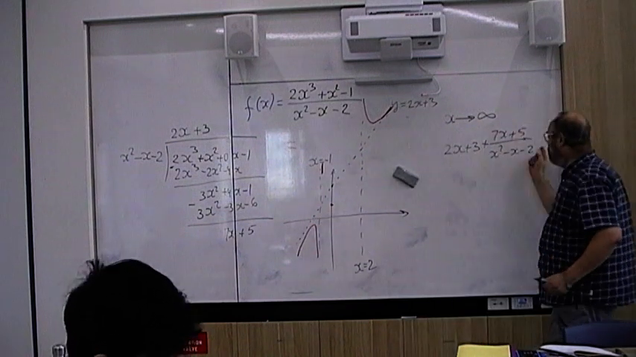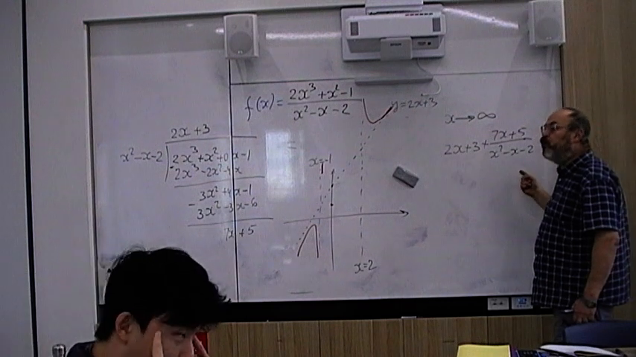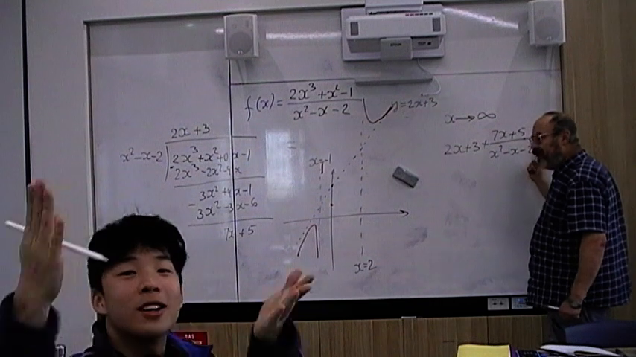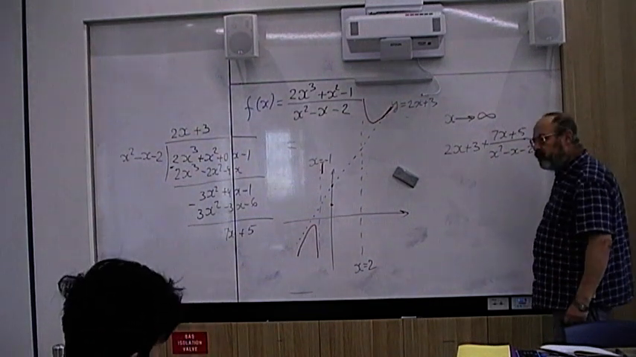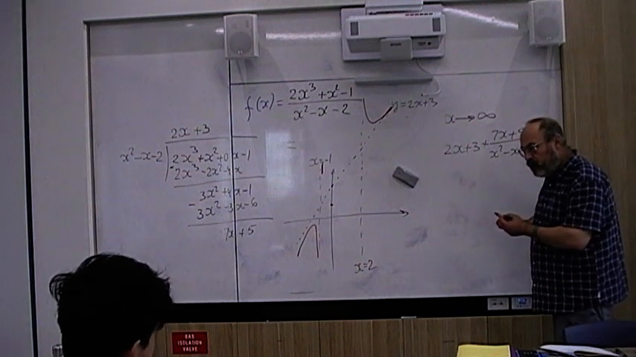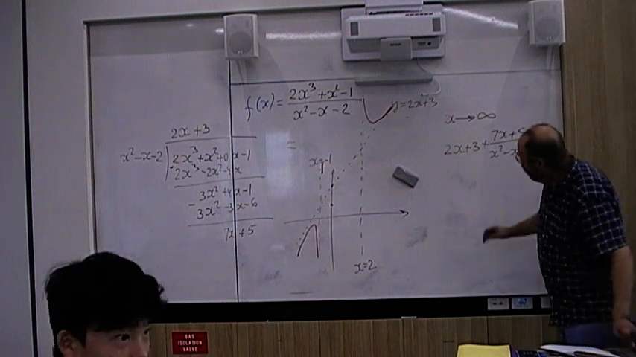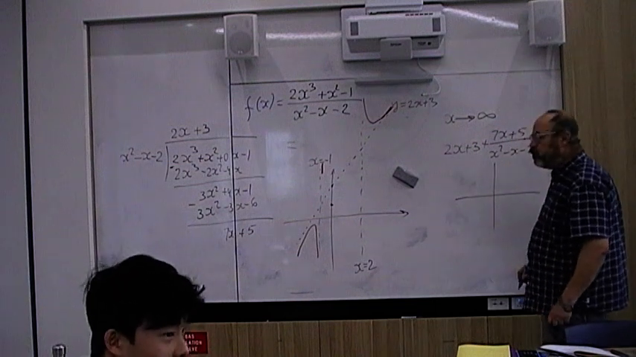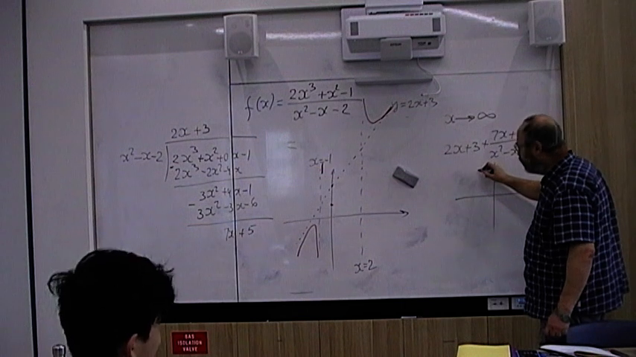This will be approaching positive infinity. No, negative infinity? Why? The denominator is approaching 0 and will be negative. If you sketch the graph of x squared minus x minus 2, it is this graph.